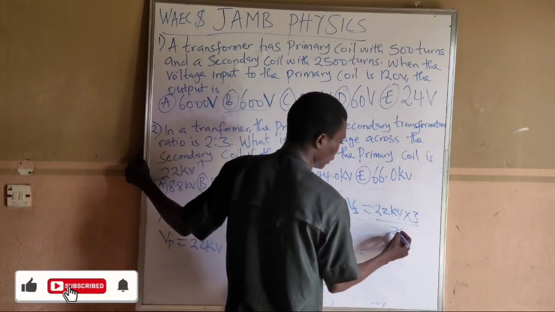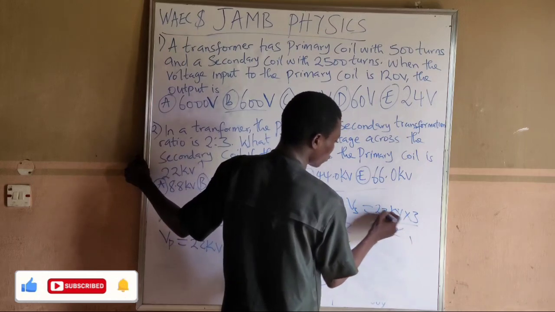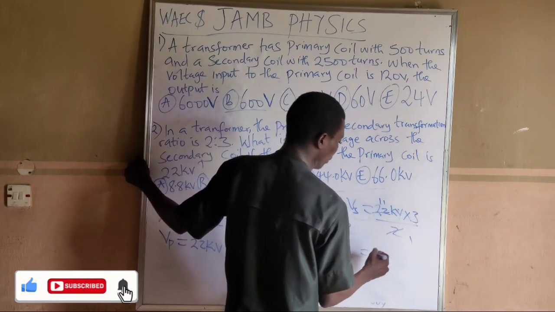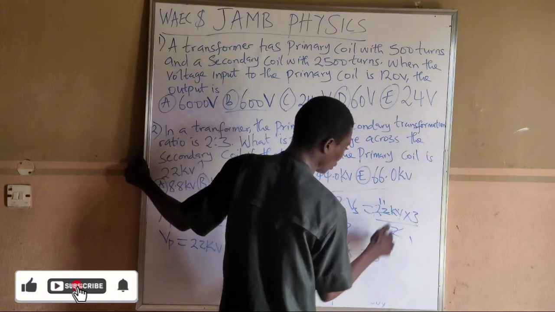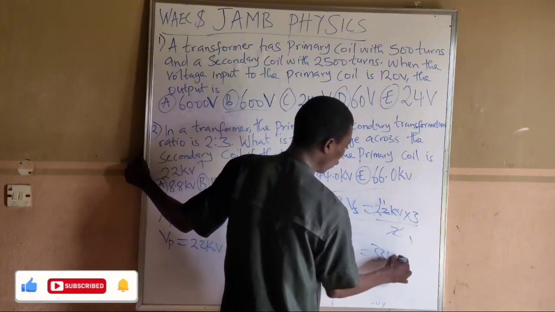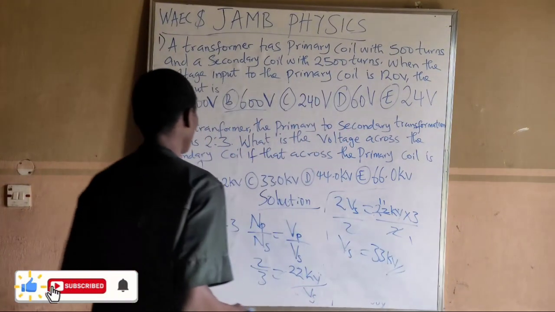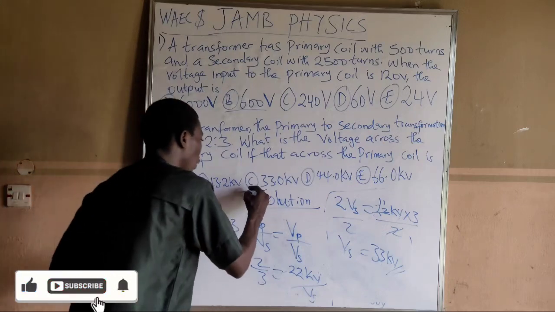Now let's cancel like this. 2 here 1, 2 here 11. So 11 times 3 will be 33. It will be 33 kilovolts. And the correct answer to that is option C.